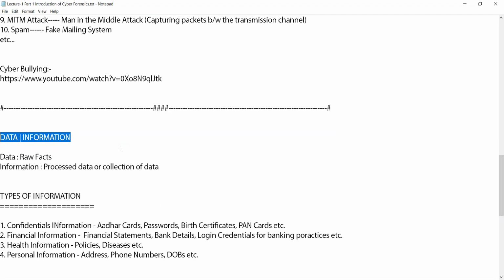The first category is called confidential information. So what is confidential information? It is information like an Aadhaar card, the type of information you don't want to share with anyone very easily, right? All these types of information are called confidential information: Aadhaar card, password, birth certificate, PAN card, your voter ID card. These are all the details included in confidential information.